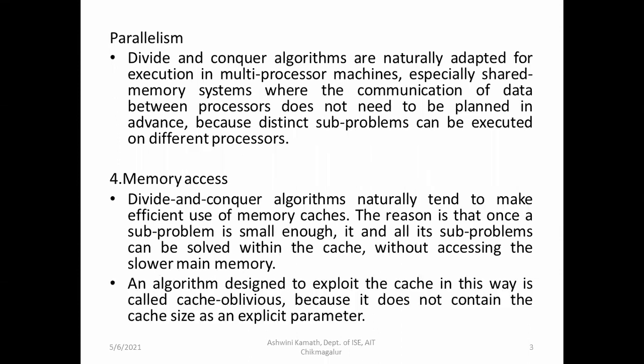An algorithm designed to exploit the cache in this way is called cache oblivious, because it does not contain the cache size as an explicit parameter. So here we are not worried about the cache size, because the problem is divided into very small subproblems and each subproblem can be solved in cache memory itself.